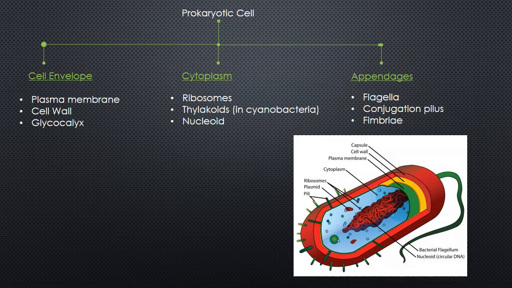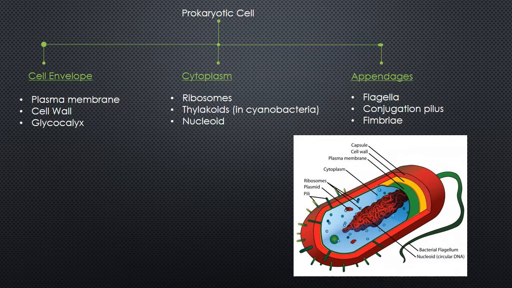And then some bacteria, or some prokaryotic cells, but not all, have an additional layer called a glycocalyx. Now, that glycocalyx can be very well organized, such as in a capsule, or it can be very loose, and that's what we think of as a slime layer. So that's the cell envelope.